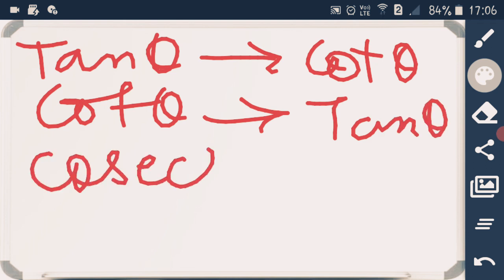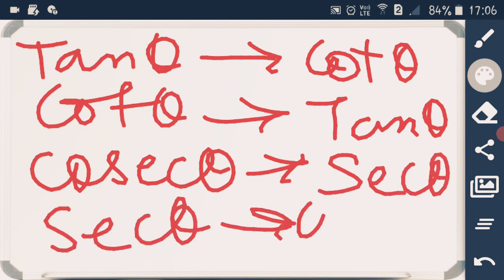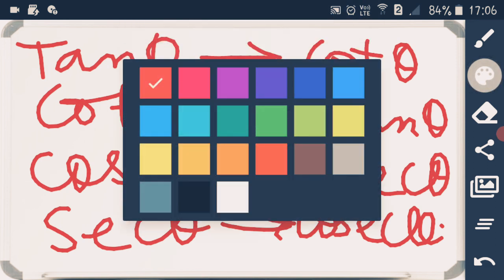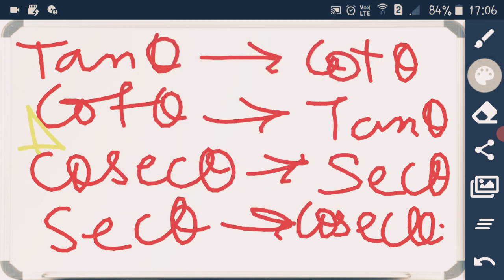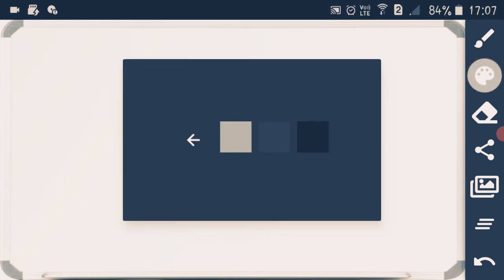Cosecant theta's cofunction will be secant theta, and secant theta's cofunction will be cosecant theta. These are very much important. You should mark these points with stars, these cofunction points are very important. Mark star: tan theta, cot theta, cosecant theta, secant theta, sine, cos, etc. Remember these. Clear? Now coming to our main thing.